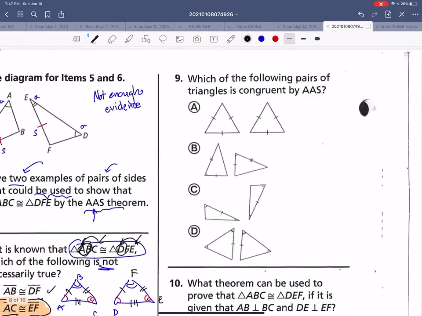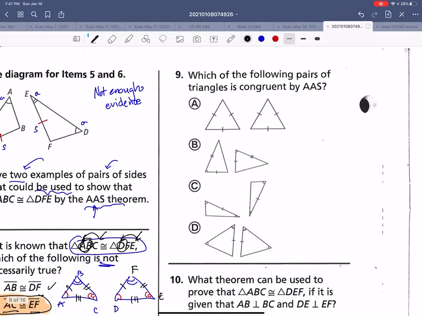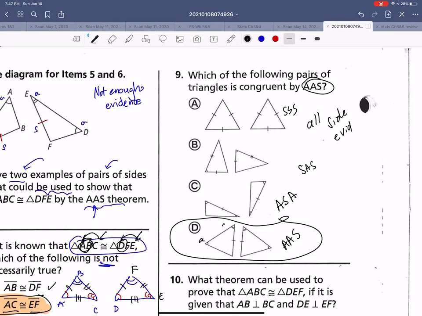Let's take a look at 9. Which of the following pairs of triangles are congruent because of angle, angle, side? So these are all sides, so that's not going to work. I'm looking for angle, angle, side. This is all side evidence. This is two sides. That's SAS. So that's side, side, side. That's SAS. That's angle, side, angle. And this one's angle, angle, side. So we like D. Angle, angle, side. Yep. D is our answer.